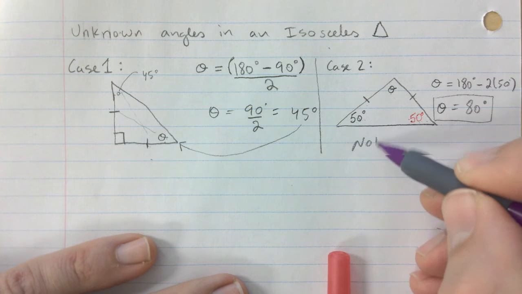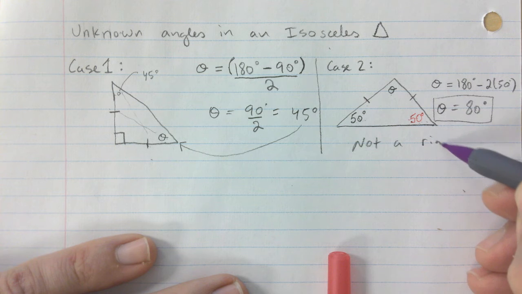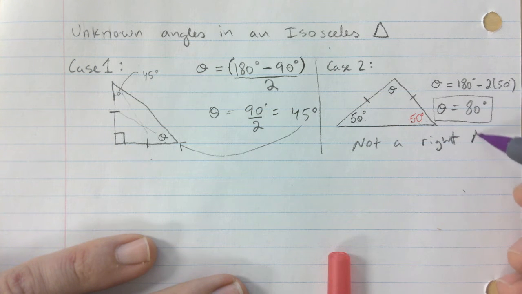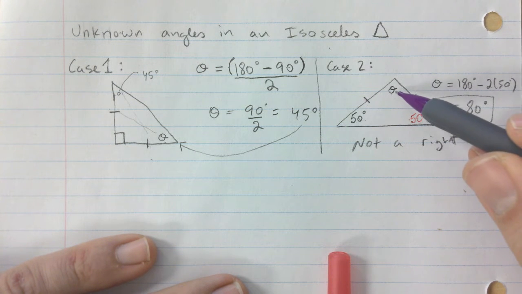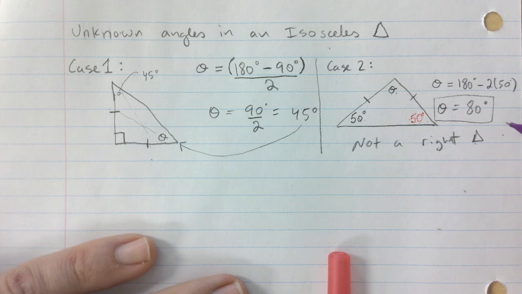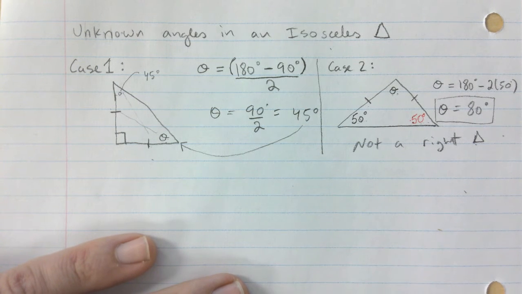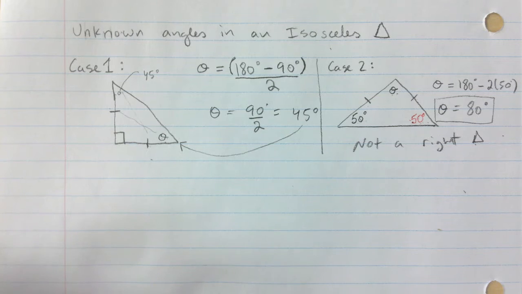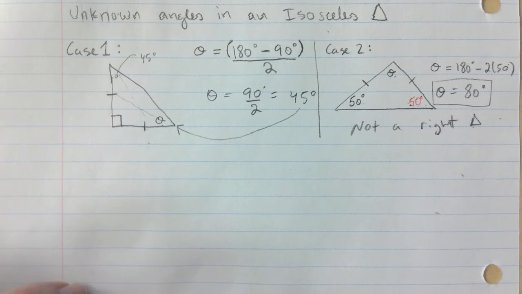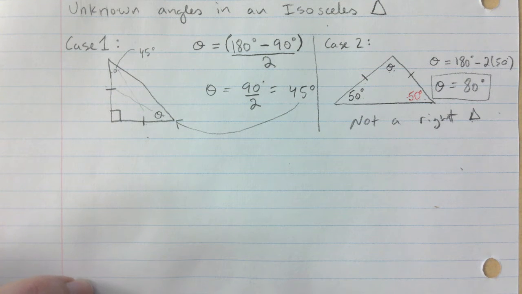This is not a right triangle, by the way, because this should have been 90, but it is 80. So we can say that it is not a right triangle. But these are the two cases for isosceles. I'm not going to deal a whole lot with isosceles, but it does come up. Okay?